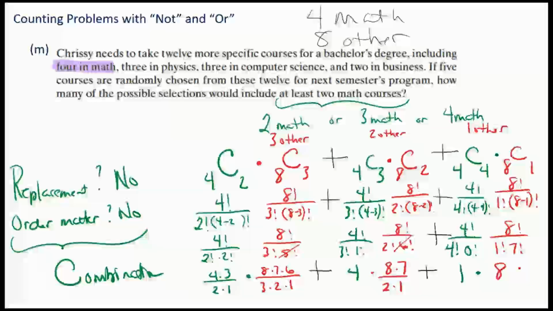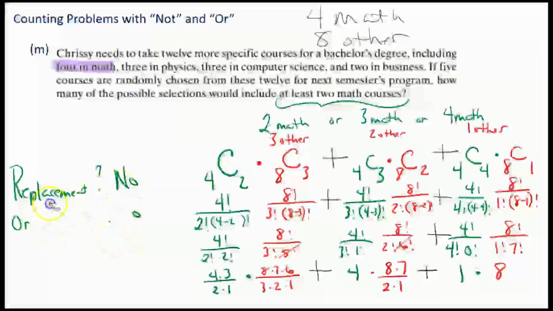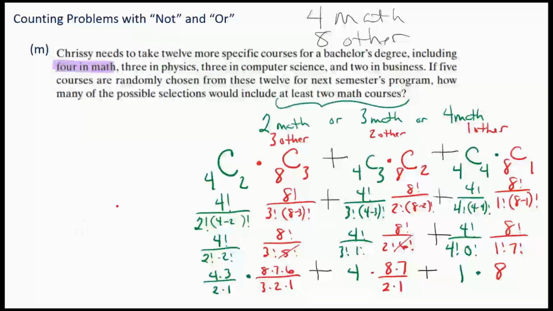Now let's crunch these numbers. I'm going to move to the left of the page over here. I'm going to erase my comments about replacement and order not mattering to wrap up these calculations, and I'm going to stick to one color, which is going to be black.